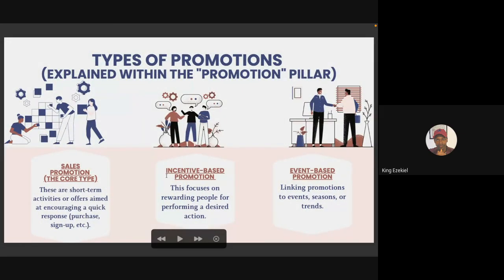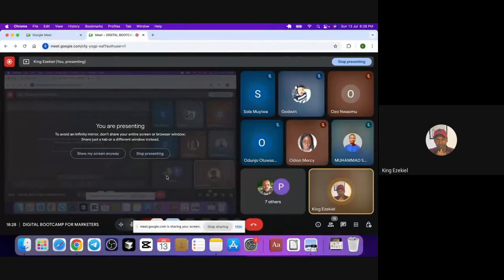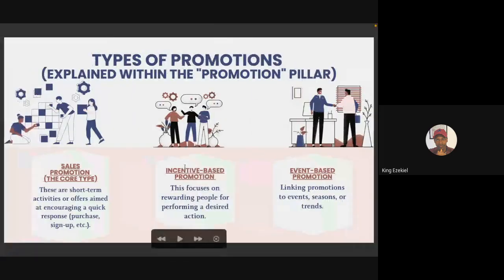Now there's incentive-based promotion. This focuses on rewarding people for performing a desired action. Sign up and get a free trial. Or sign up now and get 3 months free or 2 months free. Like what Google is doing for View. You get 1 month free. Incentive. So you are rewarding them for taking that action. Buy this and get this. Buy 5 and get 1 extra.